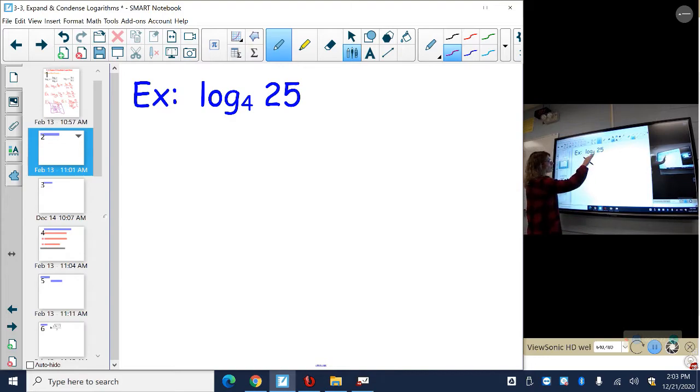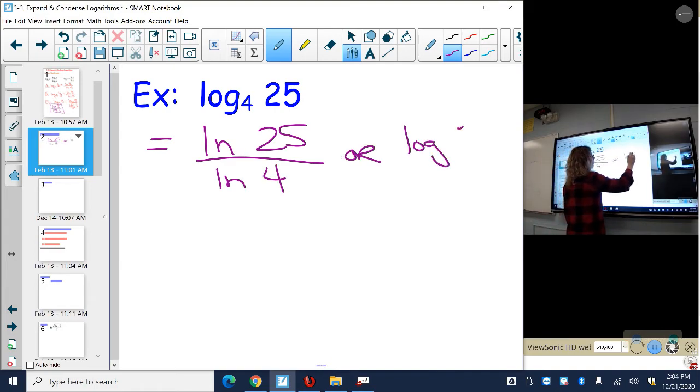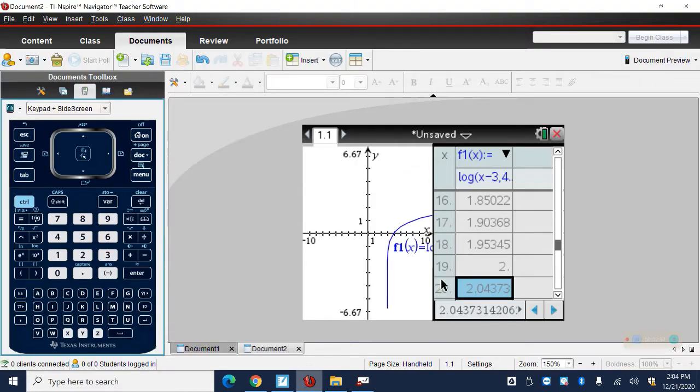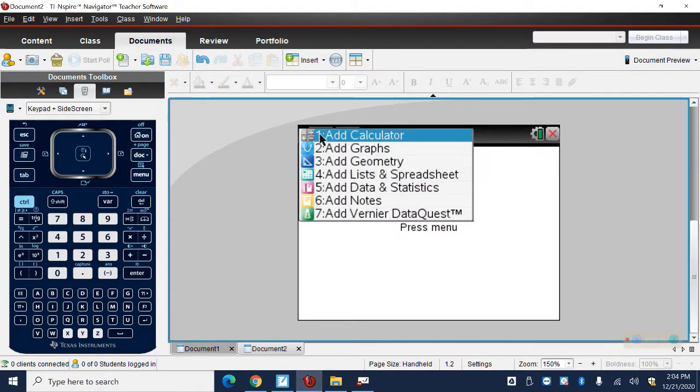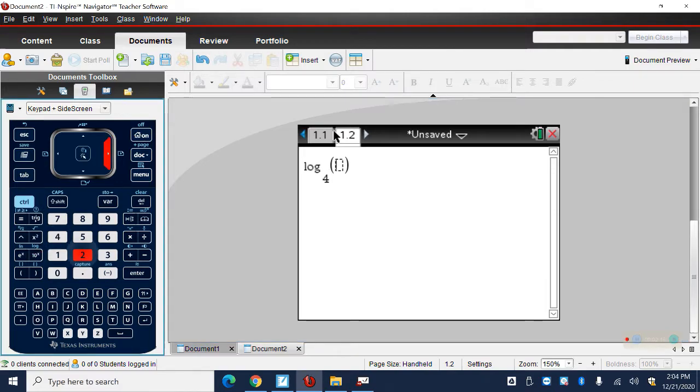Now, an example, log base 4 of 25. If you said the natural log of 25 over the natural log of 4, or if you said log of 25 over log of 4, you would be right. When I plug this into my calculator, and I put log base 4 of 25, this is the decimal I get. If I go ahead and put natural log of 25 divided by the natural log of 4, do you see it's exactly the same decimal?